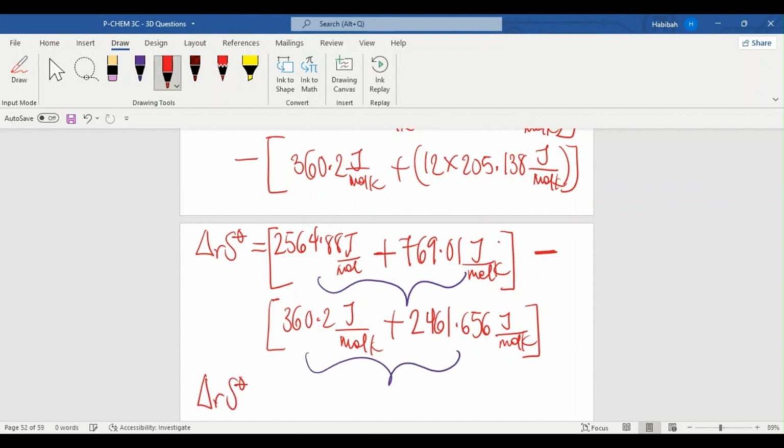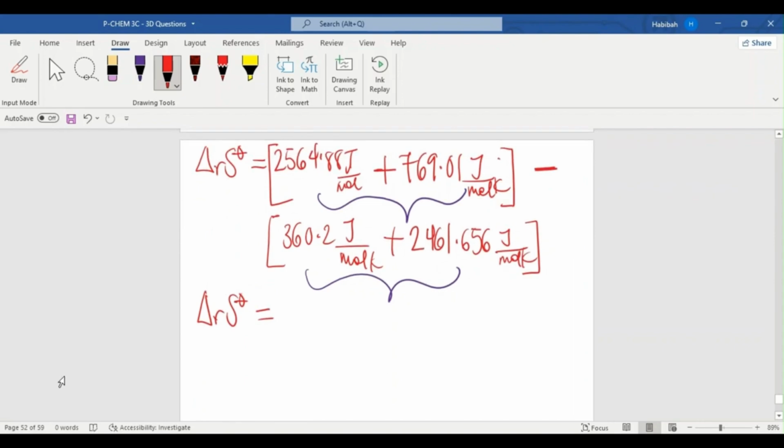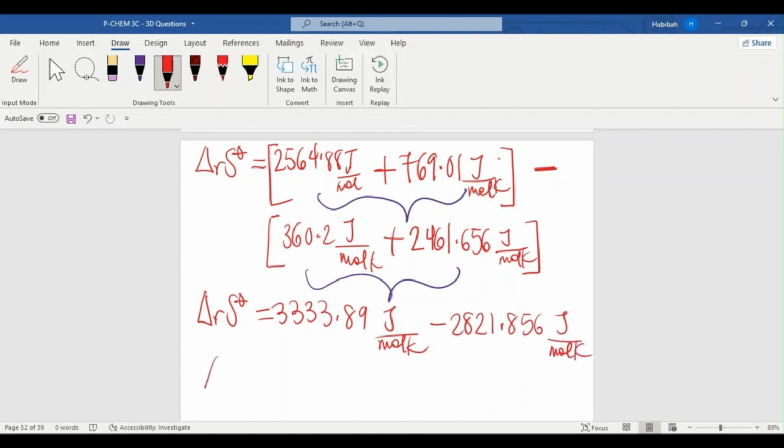So the change in standard entropy of reaction becomes adding the first part, 2564.88 plus 769.01. That's just going to give you 3333.89 joule per mole Kelvin, minus 360.2 plus 2461.656 joule per mole Kelvin. So that would be minus 2821.856 joule per mole Kelvin. The change in standard entropy of reaction will be 512.034 joule per mole Kelvin. So that is basically the answer to this question.